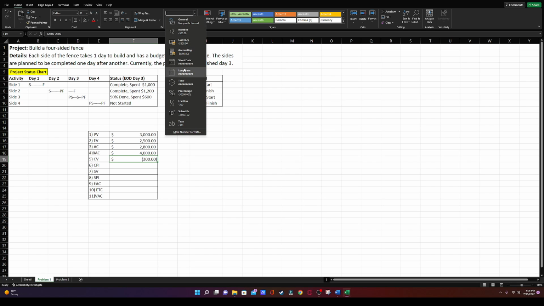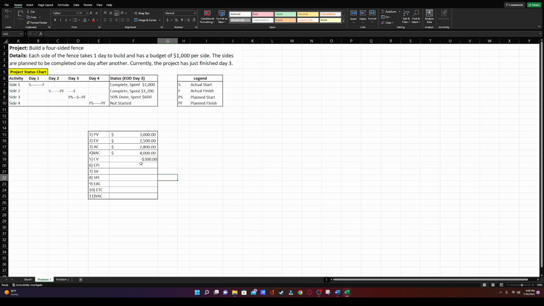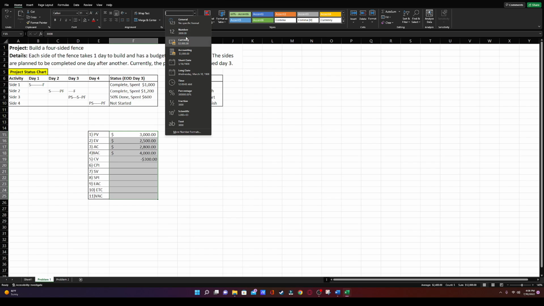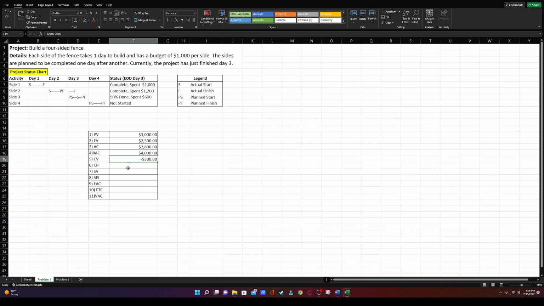And let's see if we can actually do currency here, and we'll do currency for the whole thing. We'll have to update some of these, but that way we can actually see the negative dollar rather than the parentheses. All right, CPI, which is our cost performance index.